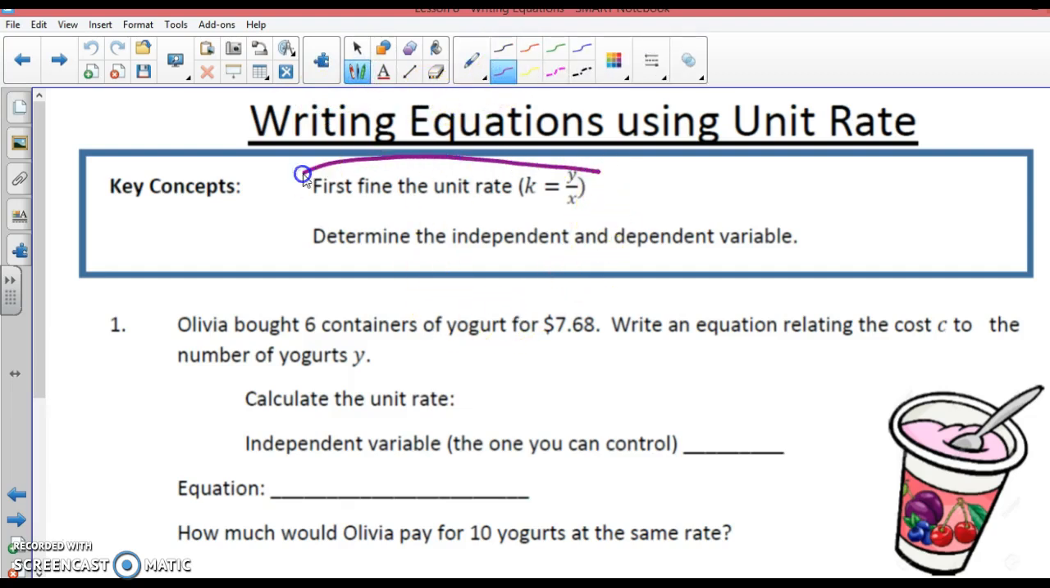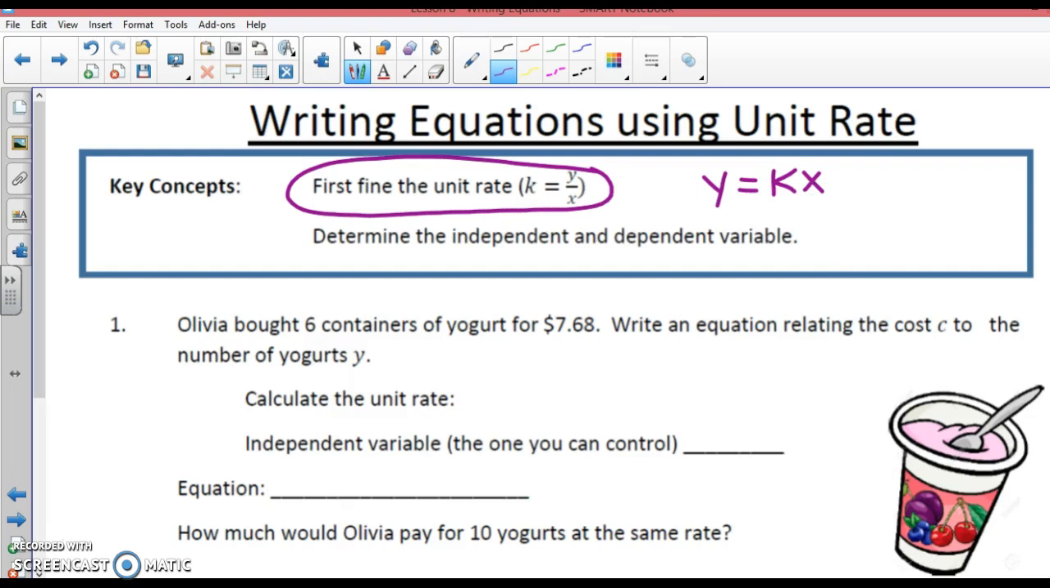To find the unit rate, we use the equation k equals y over x. Okay, that is the unit rate, is the rate of change, is the constant of proportionality. We also know that y equals kx is our equation.